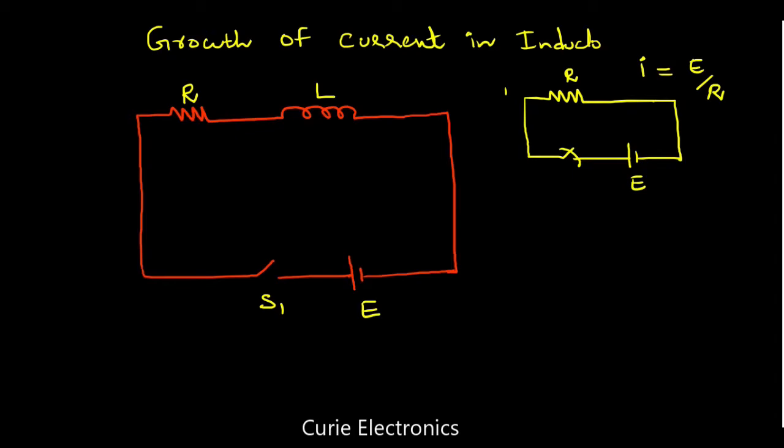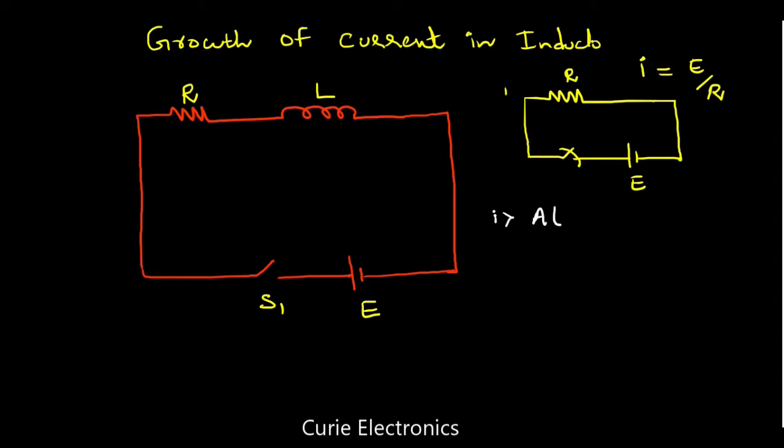But if an inductor is there in series with the resistor in this circuit, then that is not going to happen. This inductor is going to oppose the change in current, because the current is initially 0. If the current wants to rise immediately to the maximum value, the inductor gives the maximum opposition. Now let's see how the inductor behaves at time t equal to 0.